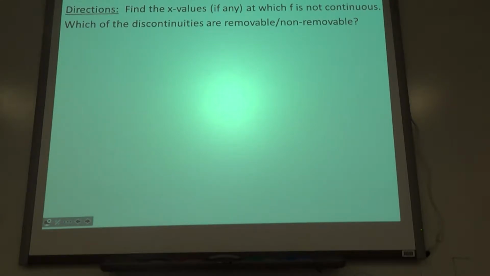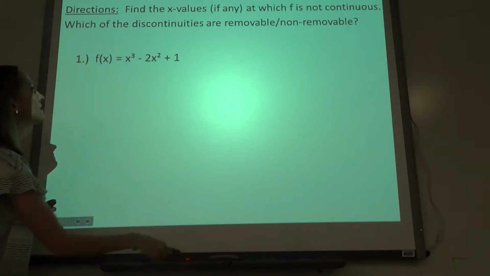Now, I'm going to try and give you some hints along the way of things that you want to look for. So here is example 1, and it says f of x equals x cubed minus 2x squared plus 1.